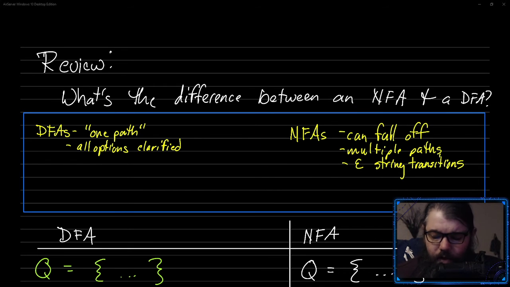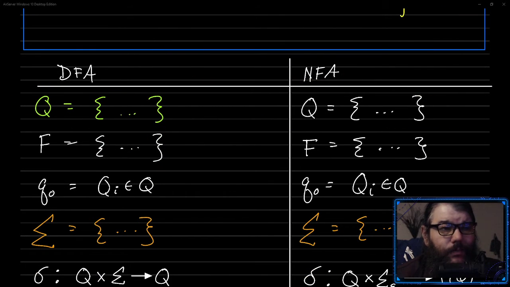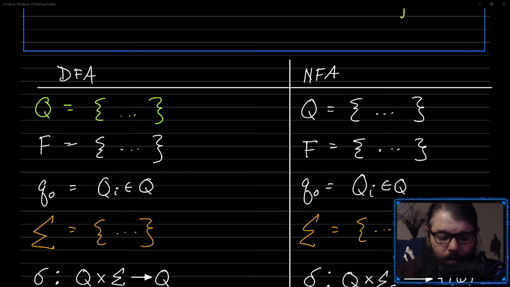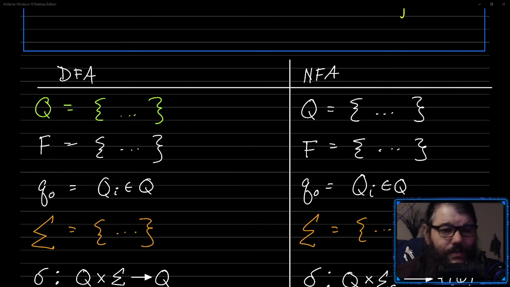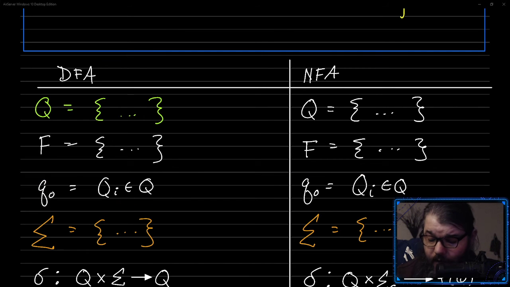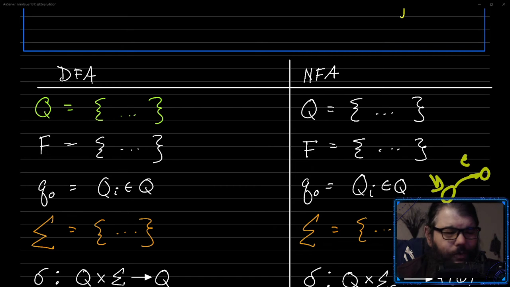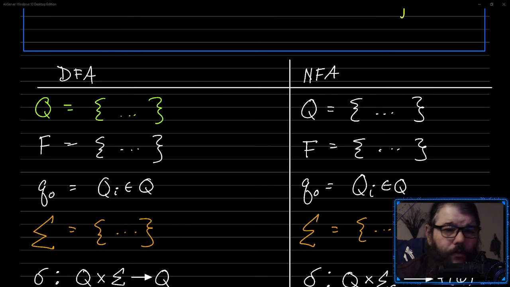They both have a finite set of states. That's this Q here. That's not different. NFAs might have fewer states than a DFA that does the same language, but that's okay. They both have a finite set of accept states. That seems okay. Those accept states, of course, come out of the Qs here. They both start with some state. They have a single start state. In the NFA, you might have these empty string transitions that make it feel like you start in other states. We'll handle that later.